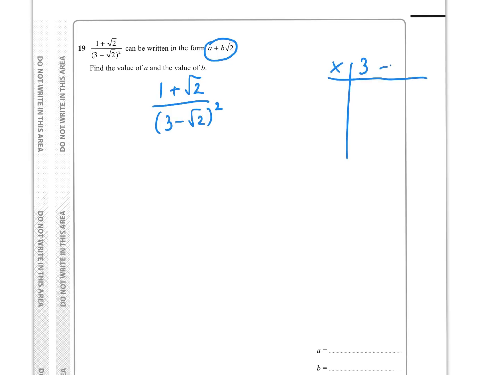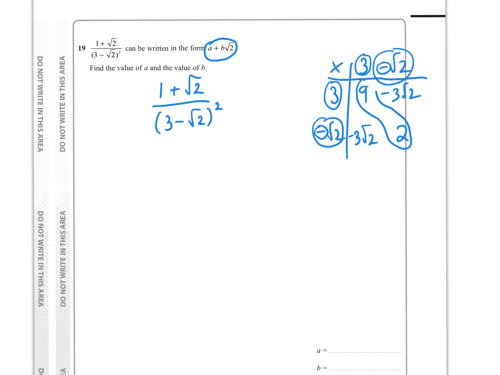That's 3 minus root 2 times itself. So we're going to get 9. We're going to get a minus here times a minus, which is plus, and root 2 times root 2 is just 2. And then we're going to have 3 times minus root 2, which is minus 3 root 2, and then 3 times minus root 2, which is minus 3 root 2 here. So the nice numbers are 9 and 2, which is 11. And then we've got minus 3 root 2, minus 3 more, so that's minus 6 root 2.